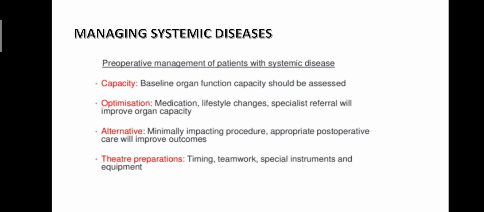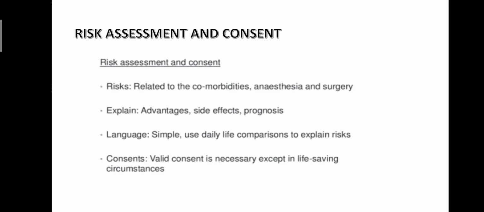So, managing systemic diseases. Preoperative management of patients with systemic disease. Capacity: baseline organ function capacity should be assessed. Optimization: medication, lifestyle changes, and specialist referral will improve organ capacity. Alternative: minimally impacting procedure. Appropriate post-operative care will improve outcomes. Theater preparations: timing, teamwork, special instruments and equipment, risk assessment and consent.